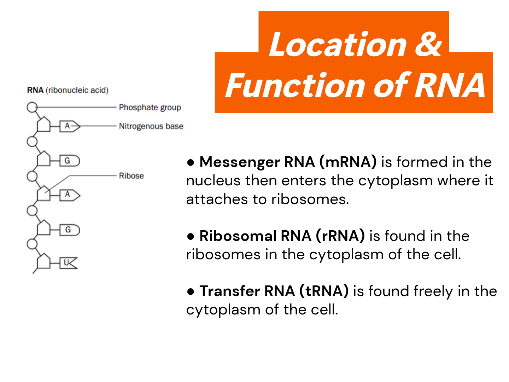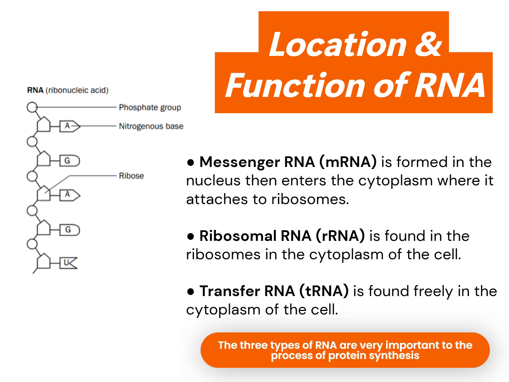Now, the location of the RNA is also dependent on its function. The messenger RNA is formed in the nucleus, where it enters the cytoplasm and attaches to the ribosomes. The ribosomal RNA is found in the ribosomes in the cytoplasm of the cell, whilst the transfer RNA is found freely in the cytoplasm of the cell. Now, we'll come back to review these RNAs because they are important for the synthesis of proteins.